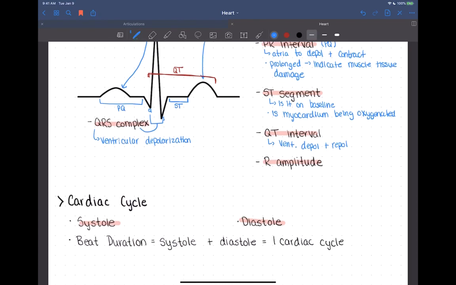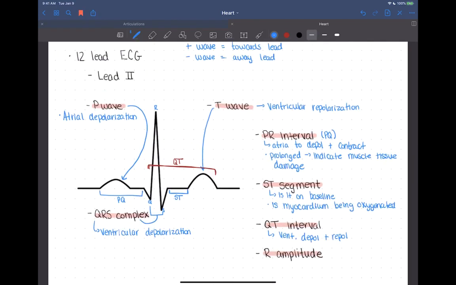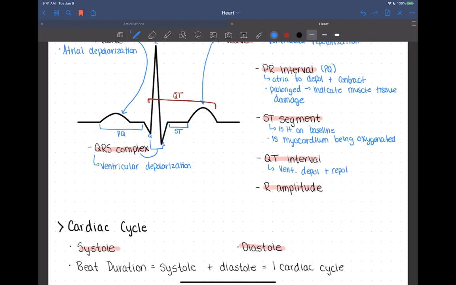And then lastly, you can look at the amplitude, so how tall this R peak is. That amplitude can tell you something about the size of the ventricle. So if it's very, very large, that could indicate an enlarged ventricle, just because of the amplitude of that R peak.